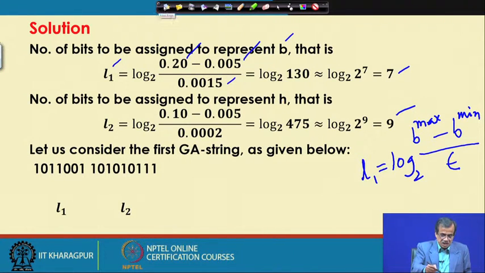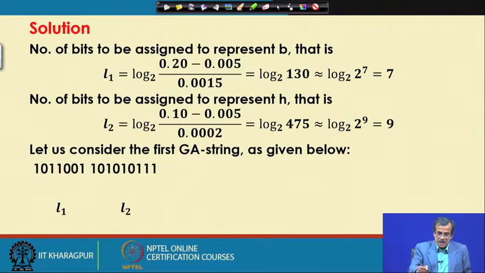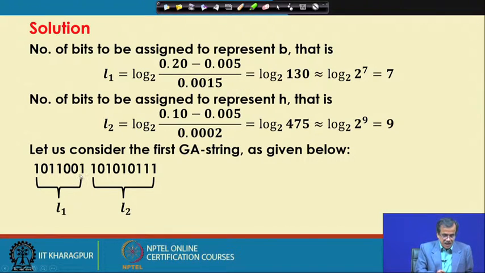Now, if this is the situation, very easily you can find out what should be the length of the GS string. To determine the length of the GS string, 7 bits I will have to assign to represent L1 and 9 bits we will have to use to represent L2. So, 7 plus 9, the total number of bits in a GS string will be 16. So, 7 are used to represent L1 and 9 bits are used to represent L2.